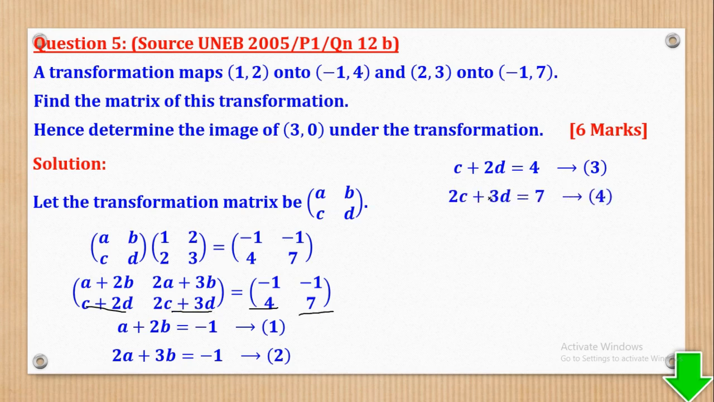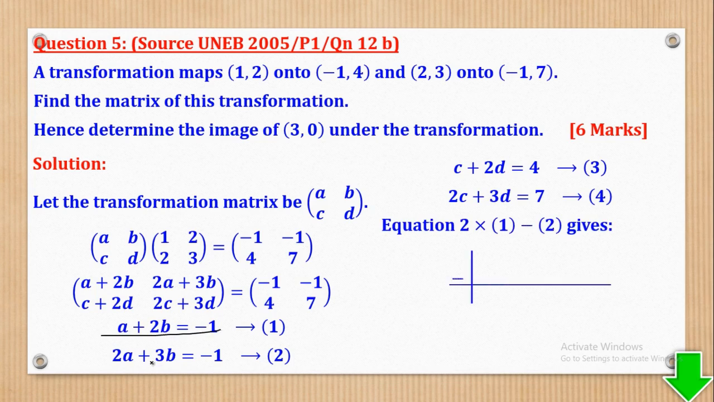Now we have 4 equations and 4 unknowns. Therefore, you have to solve them simultaneously. Let me start with equation 1 and equation 2. Multiplying 2 throughout equation 1 and subtracting equation 2 from it, I'll come up with this. So this cancels, and this and this gives you B, and this gives you negative 1. So you've got the value of B.